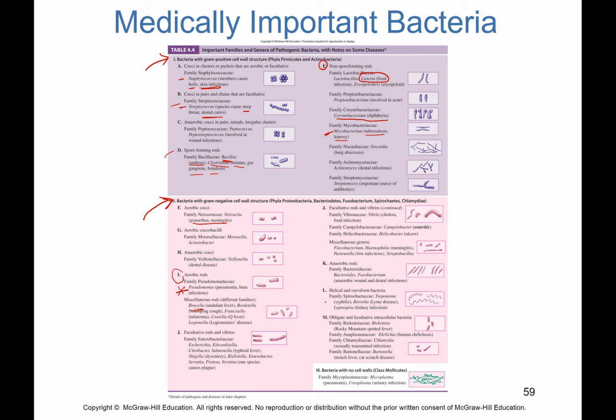Your spirochetes, one of the major ones is Treponema. Treponema causes syphilis. And then there's a lot of extra obligate intracellular parasites, and we'll talk about some of these as we go.